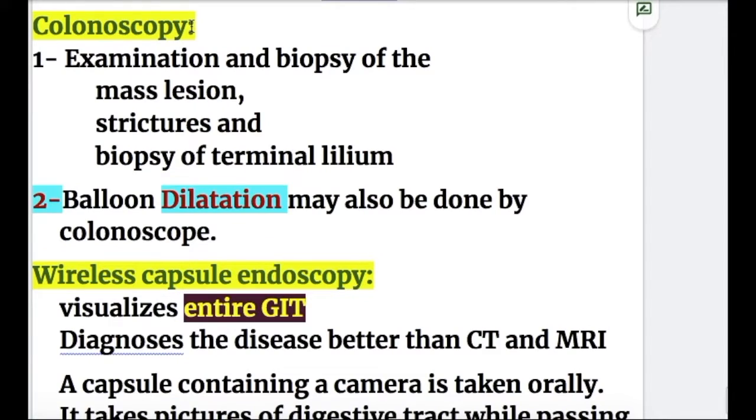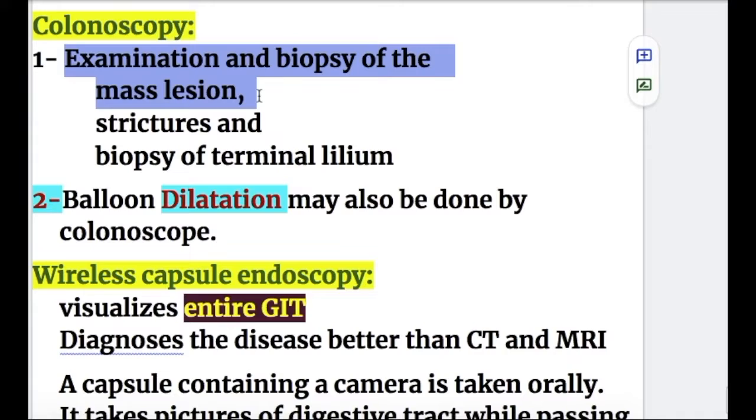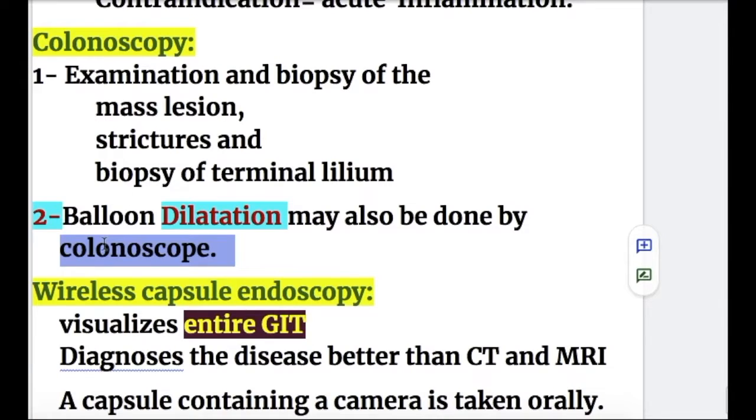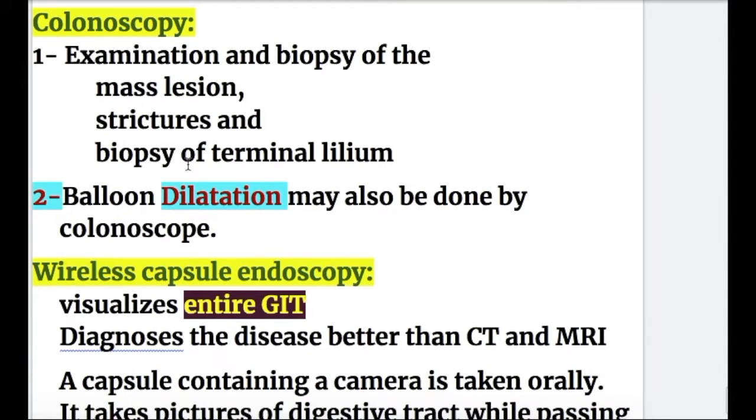Now, colonoscopy in Crohn's disease. So what does colonoscopy do? It allows examination and biopsy of mass lesions, strictures, and biopsy of the terminal ileum. Number two, balloon dilation may also be done by colonoscopy. So balloon dilation may be done by endoscopy and colonoscopy, not done in acute inflammation.